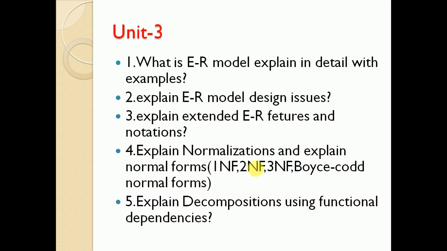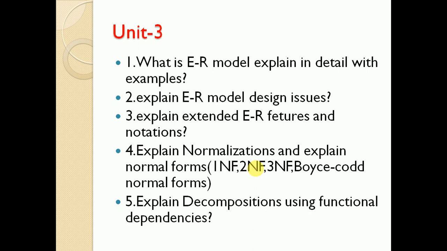Next, Unit 3. What is the ER model? Explain in detail with examples. That means what is the use of ER diagrams, how to draw the ER diagrams, what is meant by entity, what is meant by attribute, what are the relations, constraints, everything in detail with neat diagrams you have to explain.